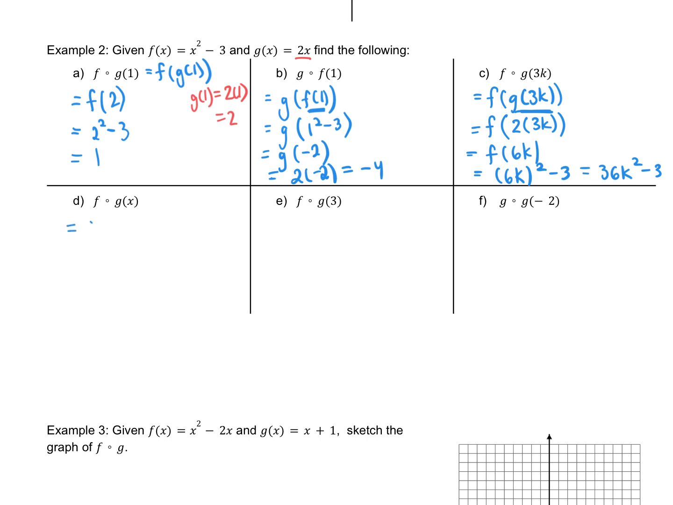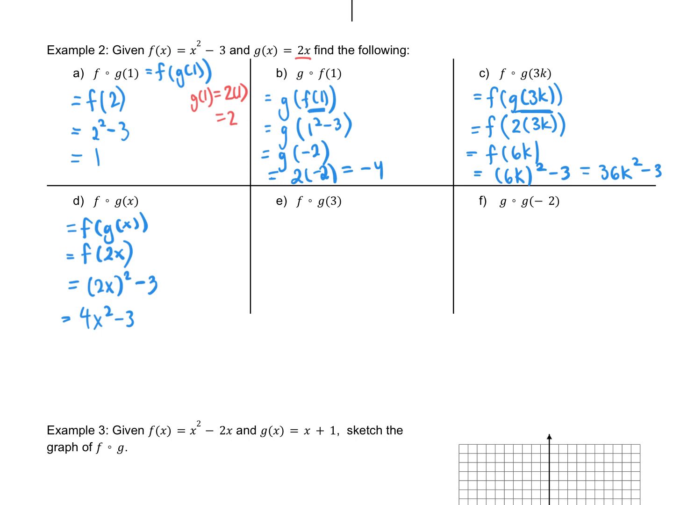Another one. F at g of x. Well, again, working from the inside out, g of x is 2x, so I'm actually trying to simplify f at 2x. So instead of x squared, I'll do 2x all squared, subtract 3, and that's going to give us 4x squared, subtract 3. So this is a new function, a composite function, where one function was placed inside another.